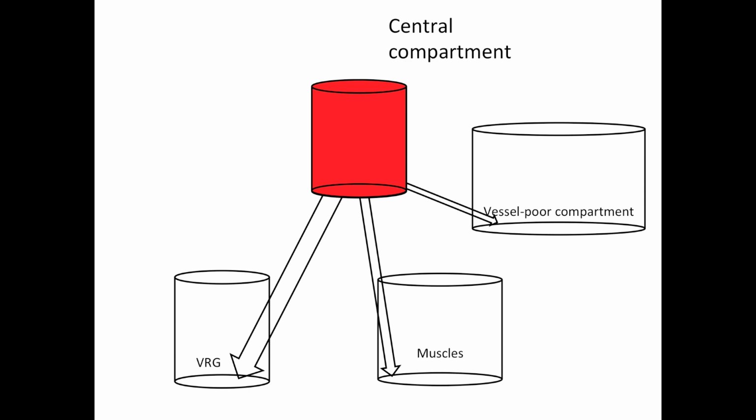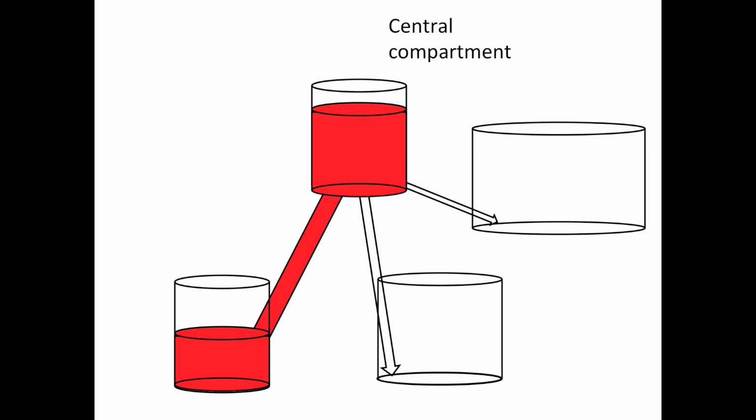And finally, we can consider a third compartment, the vessel-poor group, made up of fat and connective tissues. This is a large capacity compartment but with a narrow bore pipe connecting it to the central compartment, which represents the slow rate of transfer of the drug to this compartment. We will now consider two situations. The first demonstrates what happens after a single bolus of a drug is injected.